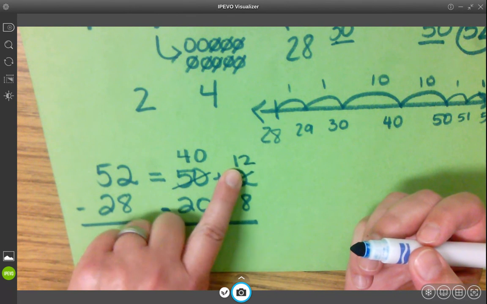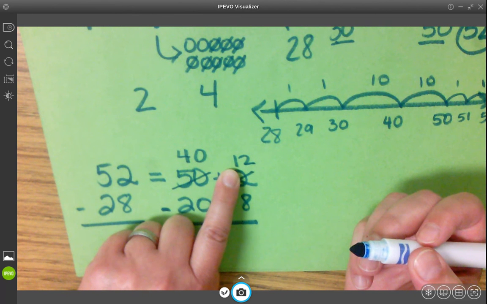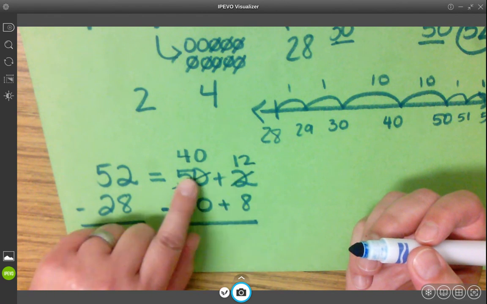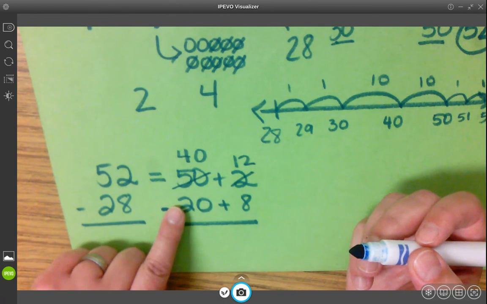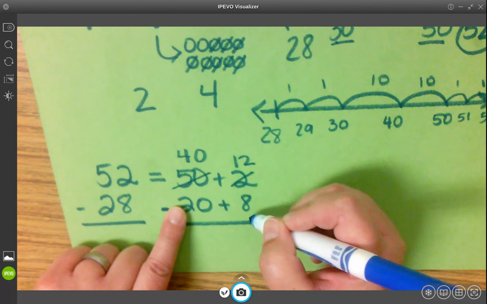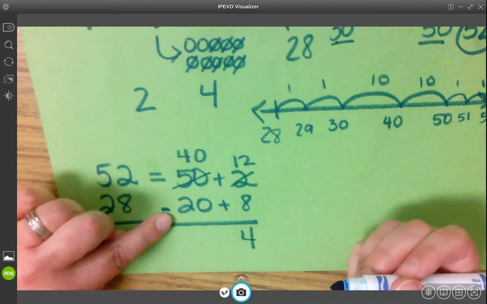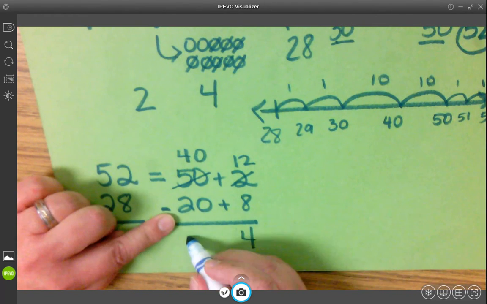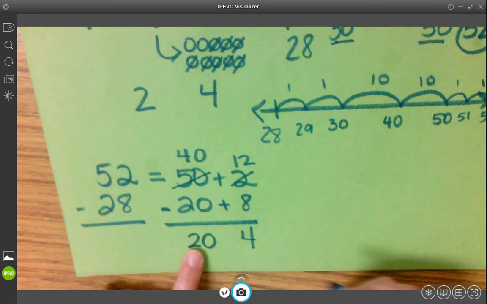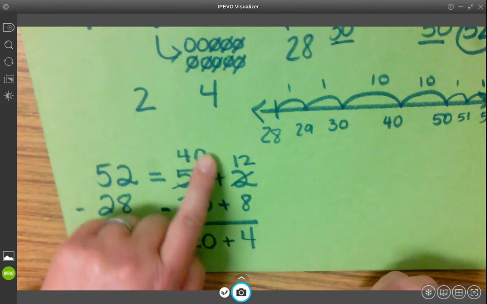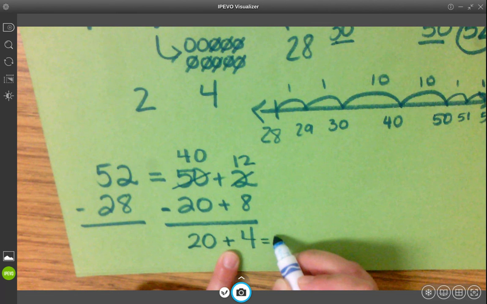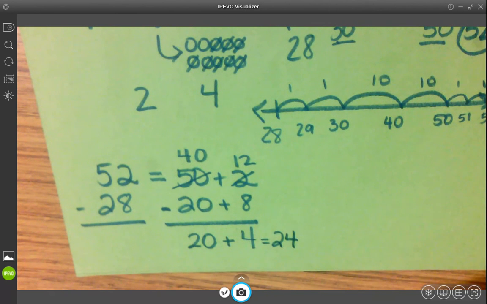I tell the children that I just moved that 10 in front of this digit, so it looks like a 10 stick or a 10's rod. Now, all the numbers on the top are greater than the numbers on the bottom. So 12 subtract 8 is 4. And 40 subtract 20 is 20. And now I just add those numbers back together. And my answer is 24.